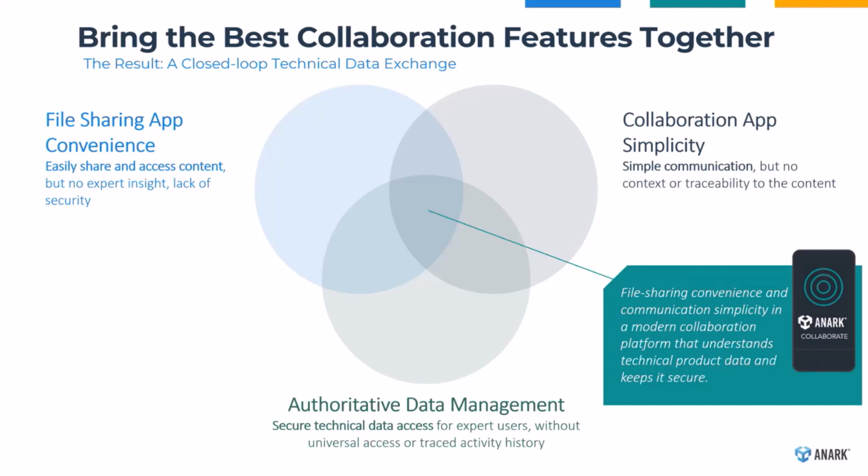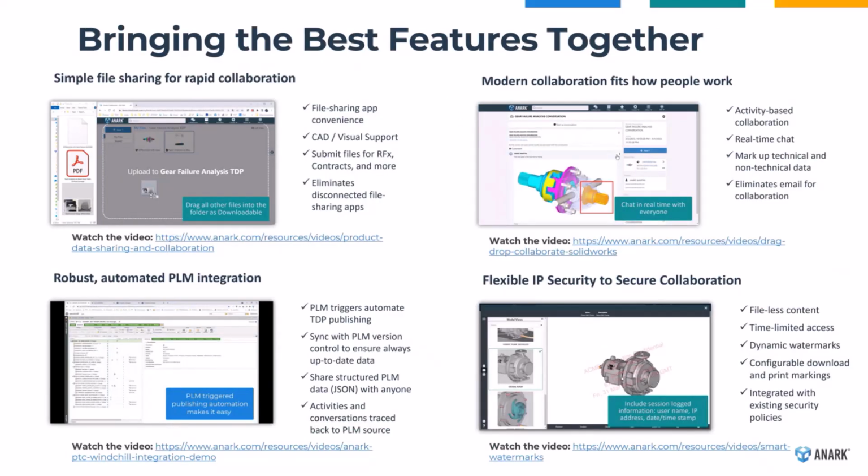But how do you do that? What would be the requirements if you were looking for a solution to do this? If you were looking for content collaboration for manufacturers, how would you do this? Well, you have to bring the best features together, such as simple file sharing for rapid collaboration, modern collaboration capabilities, natural real-time chat capabilities in a discussion feed, which matches the way people typically work.